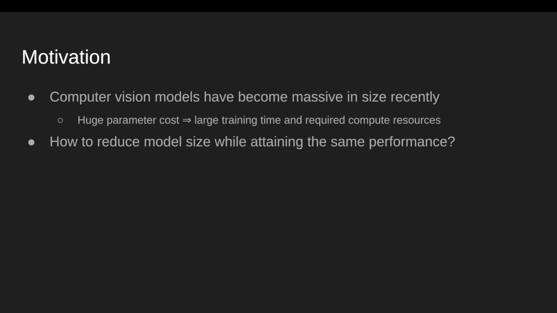What can we do about it? More specifically, how can we retain the same good performance that we like about these big models with much smaller ones?